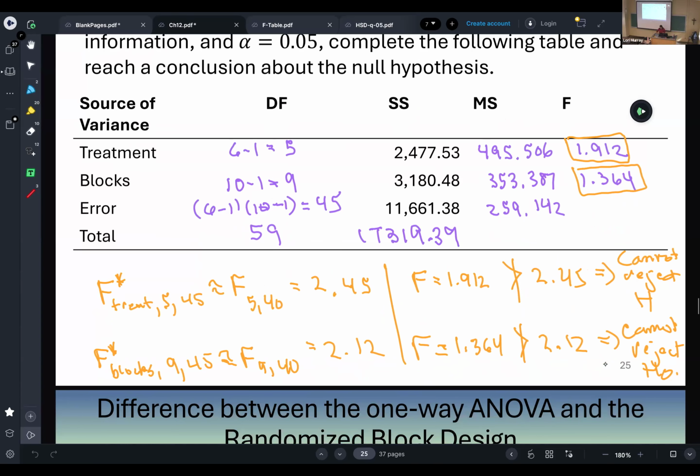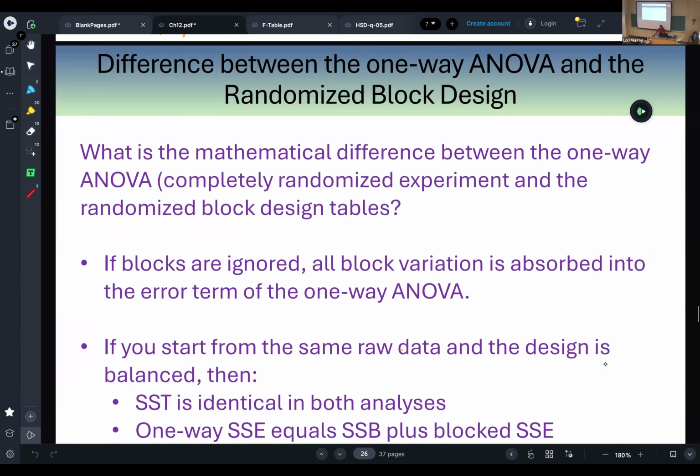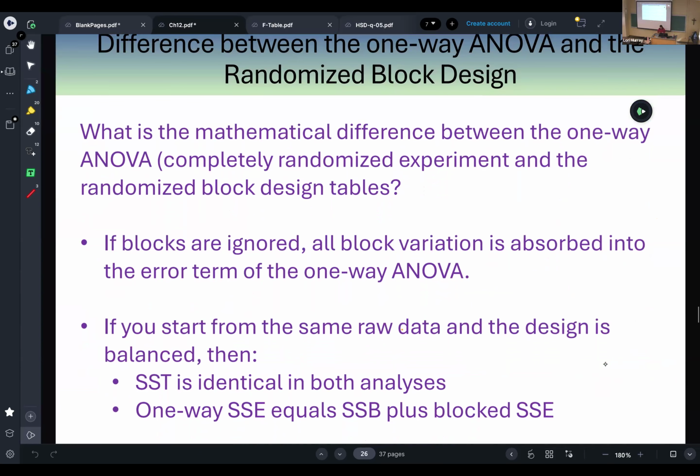All right, and that brings us right to this slide here. This is where we kind of finished. So what is the mathematical difference between the one-way ANOVA, the completely randomized experiment, and the randomized block design? So what's the difference between those two?